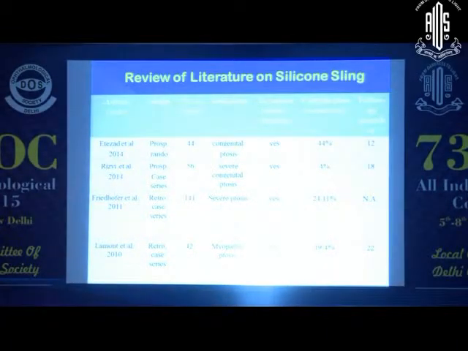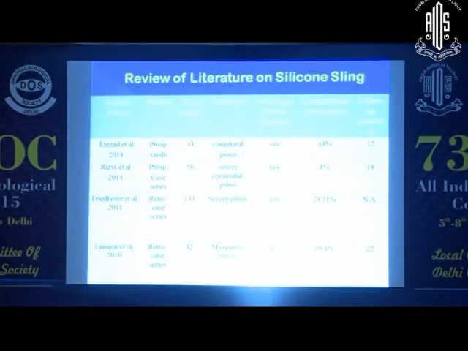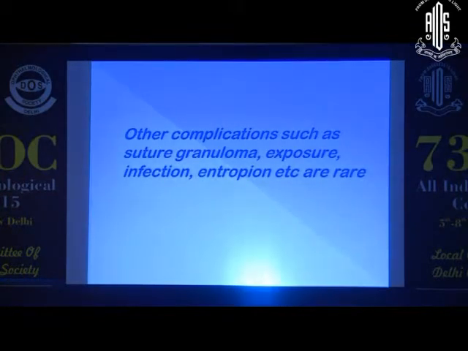This is just a review of literature showing what is the recurrence of ptosis using the silicone rod. So you can see it's quite variable, varies from 4% to 44%. It also depends on the duration of follow-up by the authors. Other complications in sling surgery as such are quite rare, around 5 to 10% only you get to see. And these other complications are suture granuloma, exposure, infection, entropion, etc.